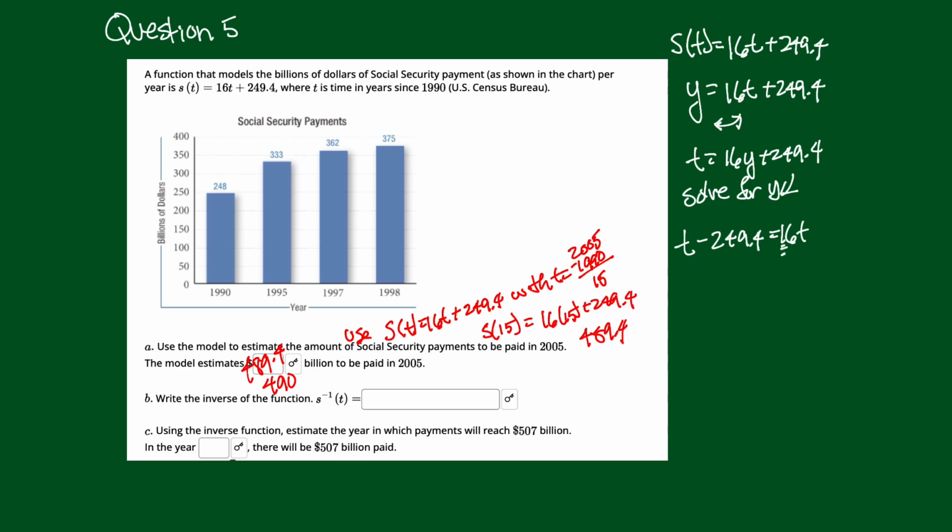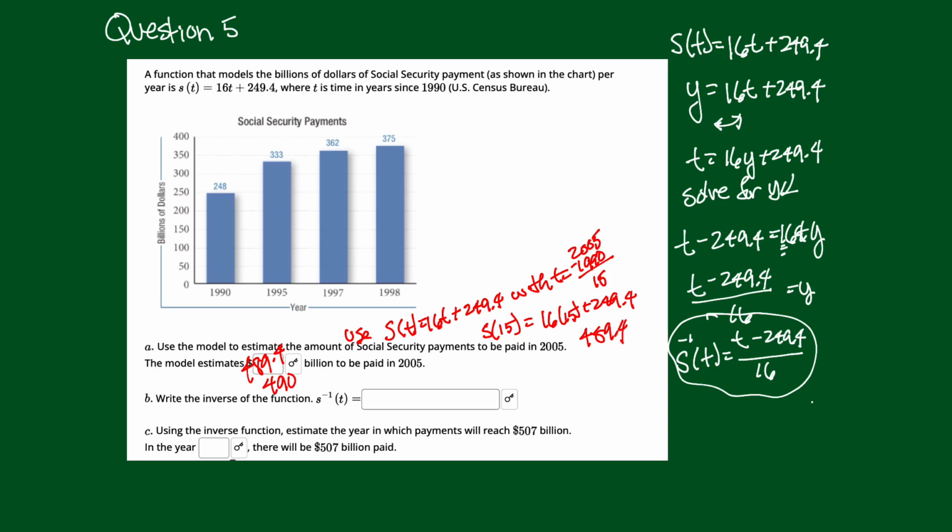And now I'm going to divide by 16. Now I'm just going to write it like this. Oh, this is not a t. This is a y, right? That's a y. So I'm going to get t minus 249.4 all over 16. That's equal to y. And I'm going to replace this with s inverse of t is equal to t minus 249.4 all over 16.